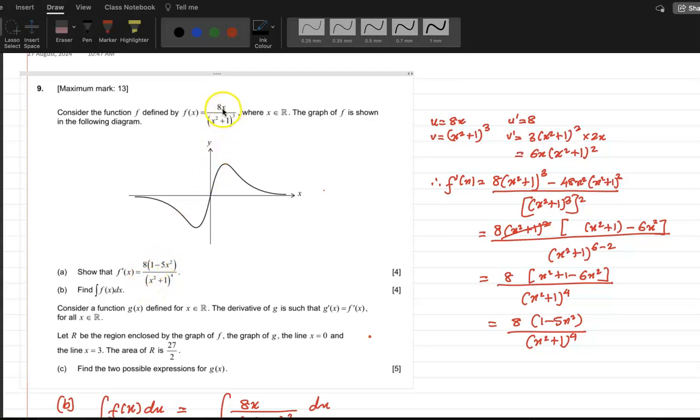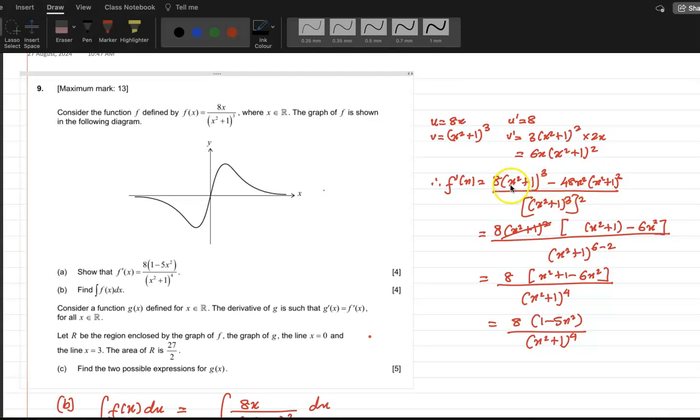Now this is very simple. Since you have u upon v, I'll be using the quotient rule. So let u be equal to 8x, v be equal to the denominator (x² + 1)³. So the derivative of 8x is 8. v', the derivative of this, apply the chain rule: n x^(n-1), so 3(x² + 1)² into the derivative of the inner function. So 3 2s are 6x, (x² + 1) the whole squared. Then the derivative is (v u' minus u v') divided by v².